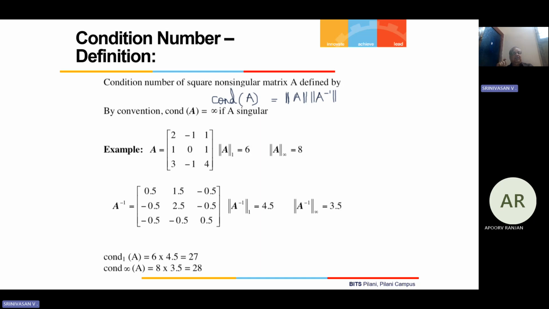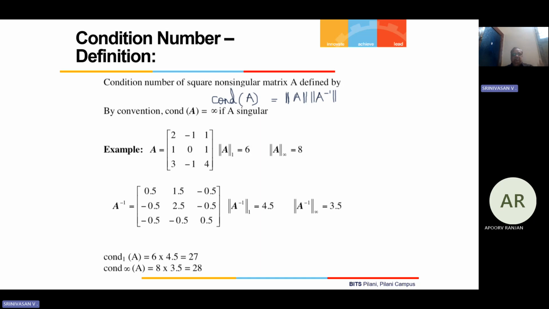What is norm A suffix infinity? The maximum row sum. Take the first row. Take absolute values, that is very important. Absolute row sum means the sum of absolute values of each row. 2 plus 1 plus 1, 4. Second row, 1 plus 1, 2. Third row, 3 plus 1 plus 4. Don't say minus 1; take the absolute value. Modulus 3 is 3, modulus minus 1 is 1, modulus 4 is 4. 3 plus 1 plus 4, 8. So norm A suffix infinity is 8.